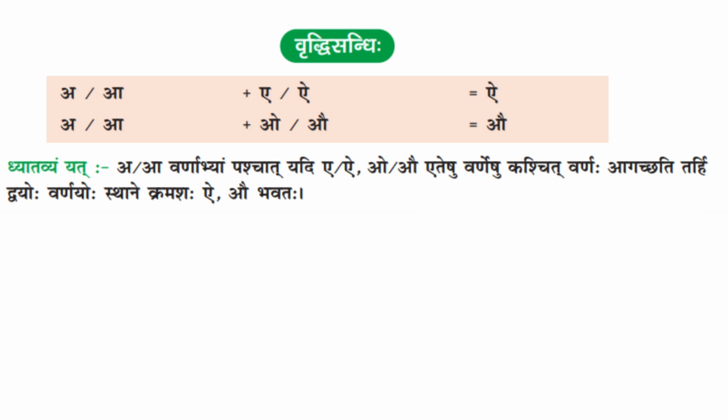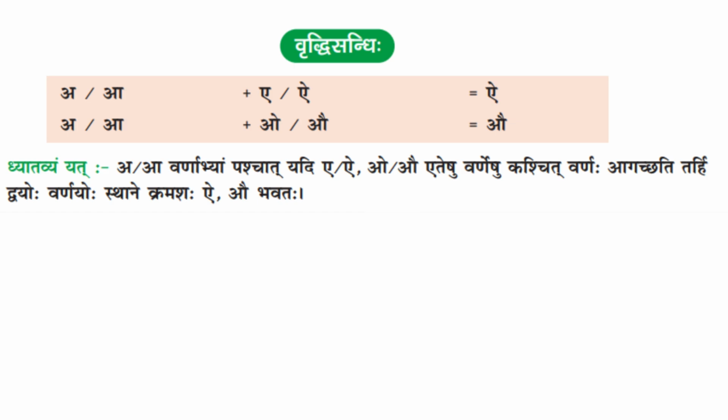Next sandhi is vridhi sandhi. In vridhi sandhi, we are addressing the leftover composite swaras. A and o we already discussed, how they come in gunasandhi. Now the only composite swaras left are ai and au.